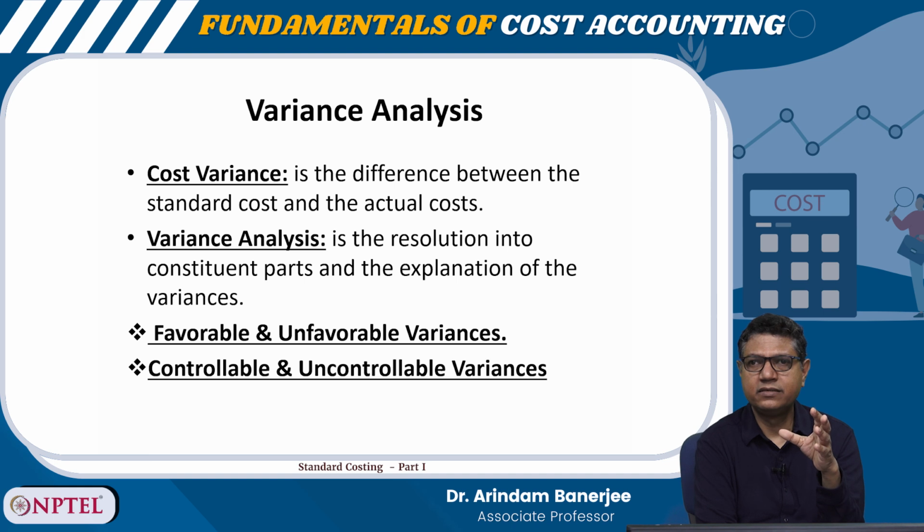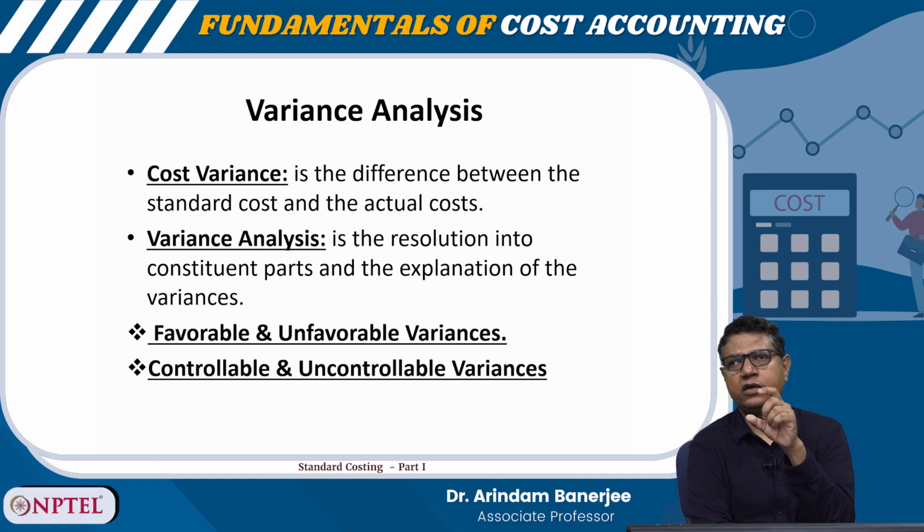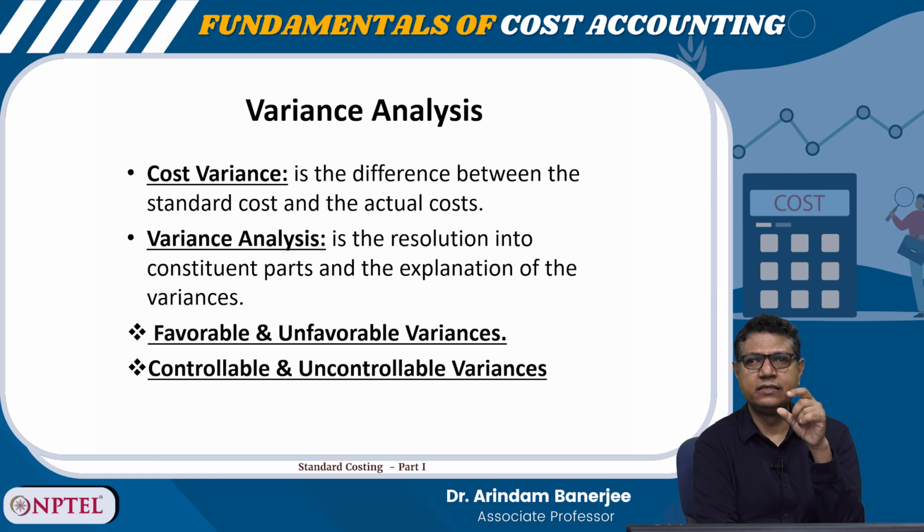Cost variance, as I said earlier, is the difference between the standard cost and the actual cost, right. Standard cost, which is happening at a given work condition. Actual cost, what is the actual cost incurred? Variance analysis is the resolution into the constituent parts and explanation of the variance. Explanation is very important here, right. Favorable and unfavorable variance, controllable and uncontrollable variance.